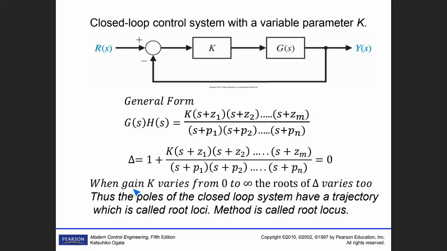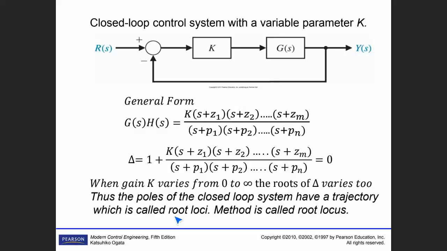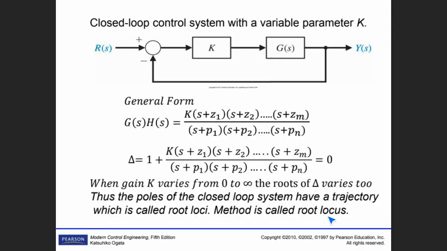When the gain k varies, that is the main objective. K is varying from 0 to infinity. The roots of delta vary too, as I explained before. Thus, the poles of the closed loop system have a trajectory which is called root loci. The method is called root locus. This is what we are learning. So in summary, what did you understand? It is this: we are changing k from 0 to infinity.